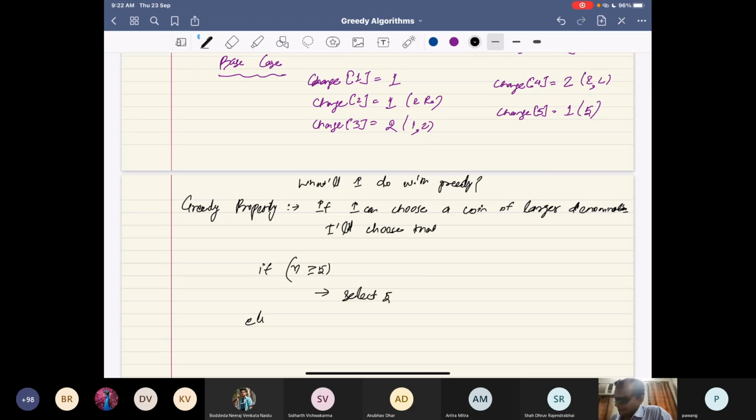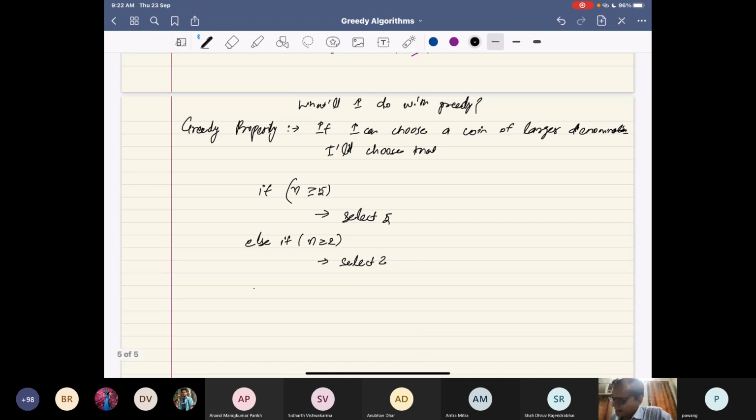But sir, this will work only for this set of denominations, right? Like every time if we take the maximum. Where have I told you that this will work for all denominations? I am working for a specific case, 1, 2, and 5. Else if n is greater than or equal to 2, you select 2, and else select 1.